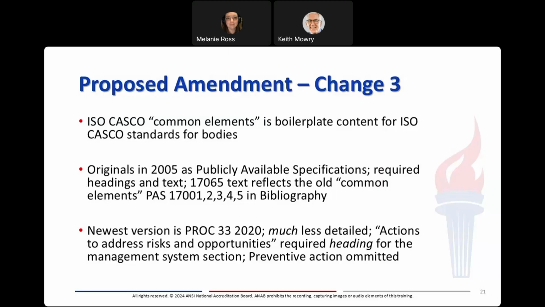So the ISO CASCO common elements, I've mentioned them now several times, and I keep promising to explain them, and here's where I'm going to do so. There are common elements for all ISO CASCO standards for bodies, for conformity assessment bodies and accreditation bodies. They deal with certain areas and certain requirements that ISO CASCO has decided can be and should be identical in each of the standards. The original common elements were published in 2005 as publicly available specifications, and they included a structure for ISO CASCO standards with required names of headings, and they also included specific requirements text that would be shared among different ISO CASCO standards.